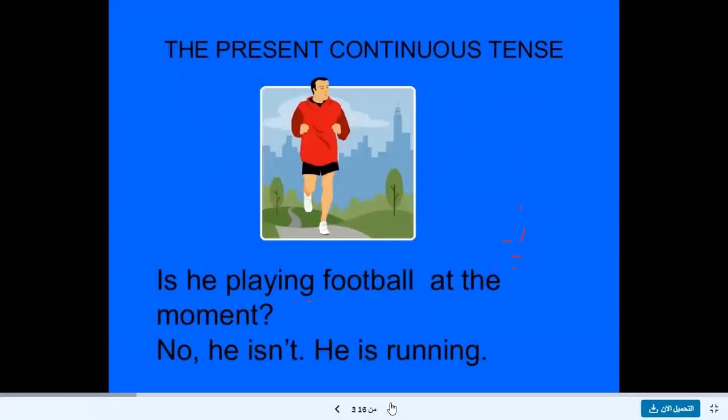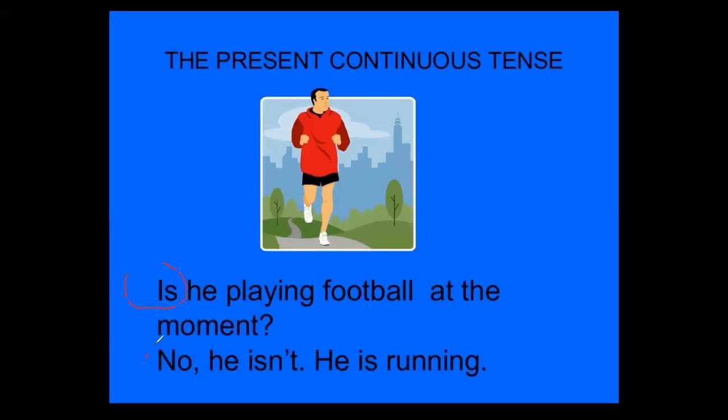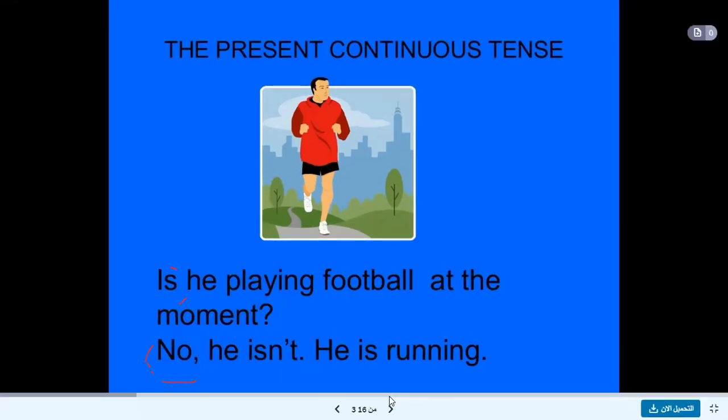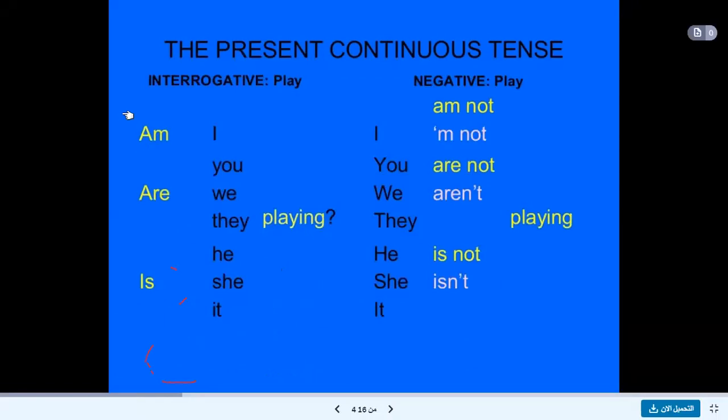Okay, let's move on. If you want to make a question, you start with is or am or are. Is he playing football at the moment? No, he isn't playing football. He is running. So this is a question. Start with verb to be. If you use no, you have to make a negative statement. No, he isn't playing football. Let's see another example of this tense. Of course, this is the question. You use am as well in the beginning.